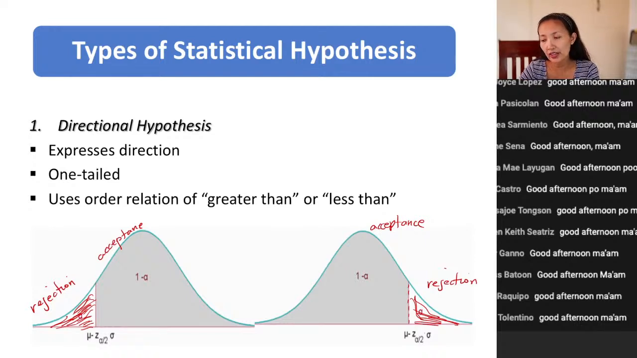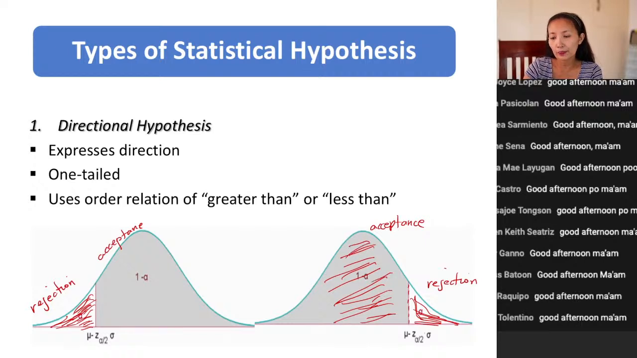So if your computed Z value falls here, andito siya, then it falls under the acceptance region. That means you have to accept your null hypothesis. Or, if your computed Z value falls under the acceptance region, accept the null hypothesis. Okay? And when the computed Z value falls here, along the tail, then reject your null hypothesis.